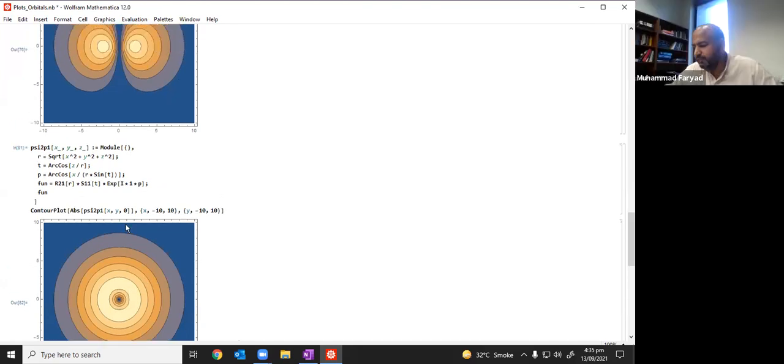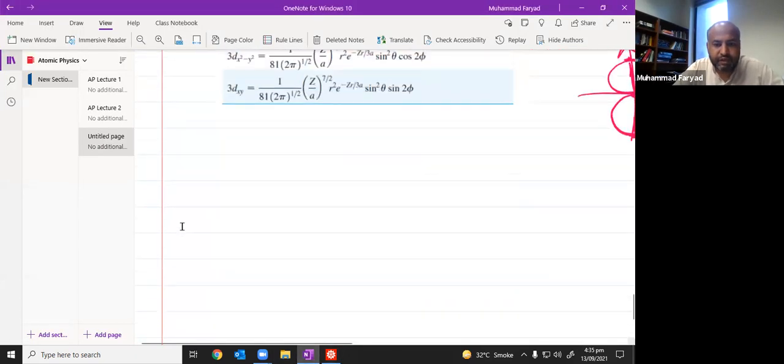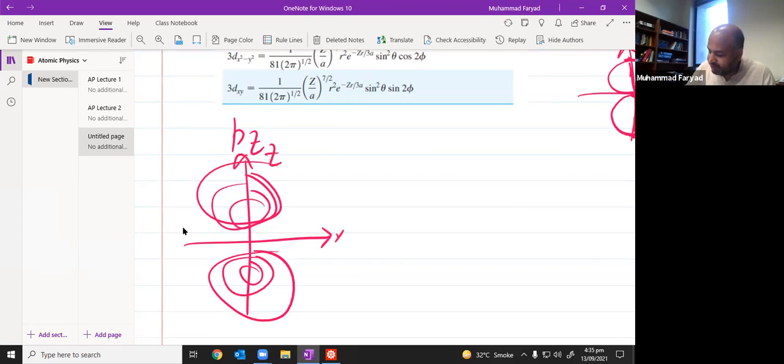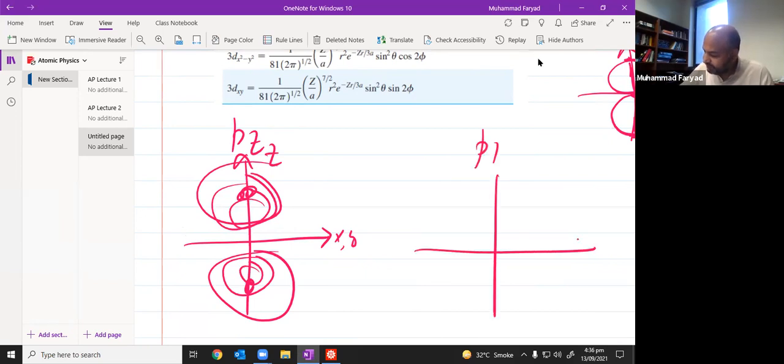Okay, so let me now talk about this thing that I was talking about earlier, why we need these plots. The pz has contour plots like this, where it has high probability. So this is the Z axis, and this is either X or Y. So it has high probability for finding the electron here and here. But this p1 is like this.